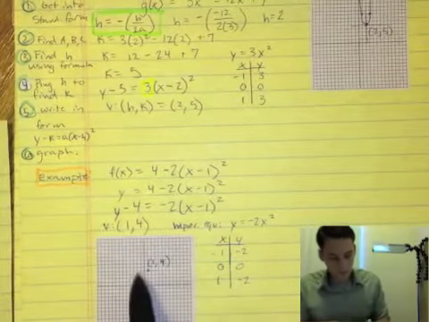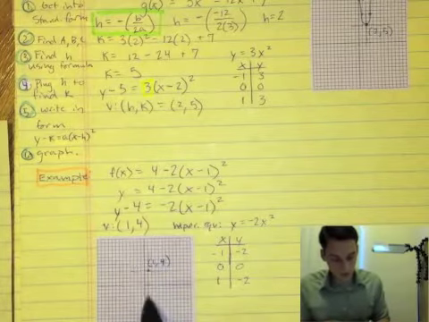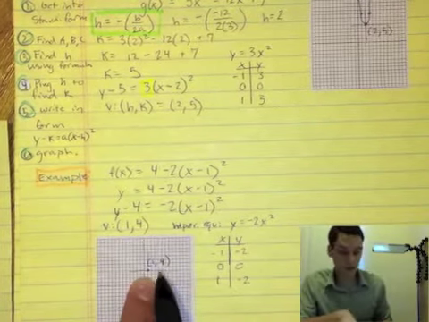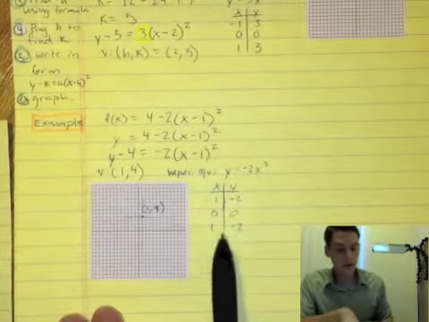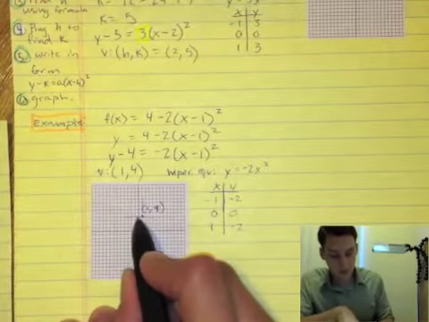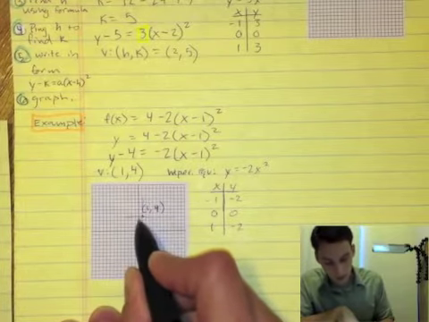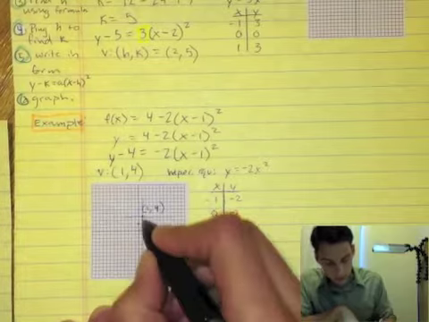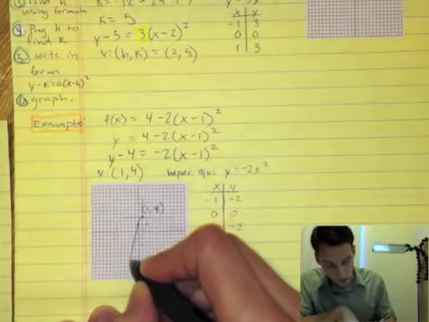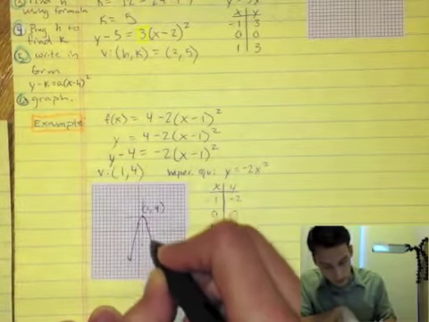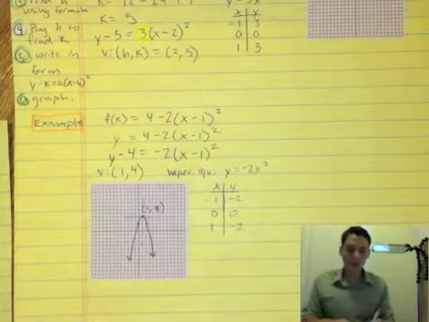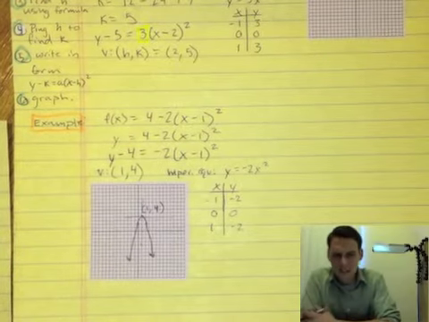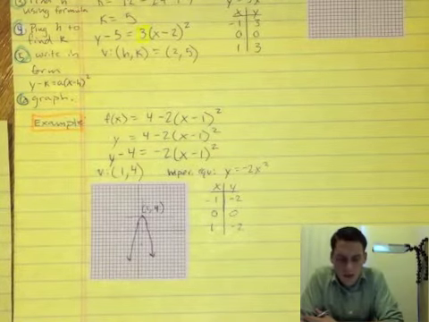And then I have my new set of axes, my new coordinate system, where the vertex is the origin. And I plot these points, negative 1, and then negative 2. 1, 2. And then reflect it over. And then I have a beautiful parabola. Oh, it's so cute. It's so cute. It's not funny. I don't know.